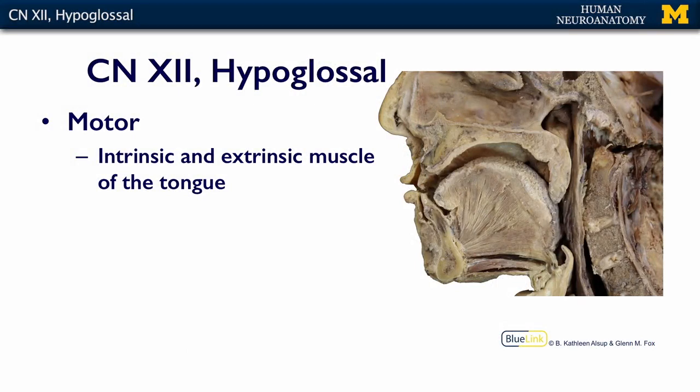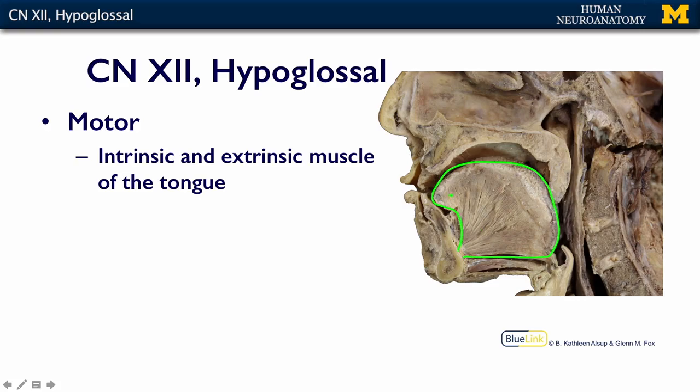Cranial nerve 12 is the hypoglossal nerve, and it's very simple. It is a motor nerve, and motor only. It innervates the intrinsic and extrinsic muscles of the tongue. And this is the tongue in all of its glory.